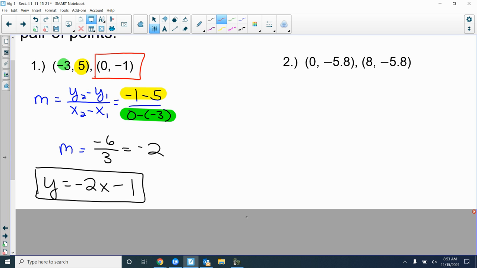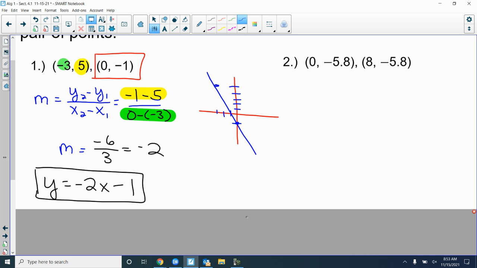Because think about this. If I were to plot this on an x and y axis, (0, -1) would be right there, and then (-3, 5). We've got that line through there. That tells me the y-intercept, only if you have a 0 in the x-coordinate. So right there, we've got to figure out the slope. We've got the y-intercept, so we're good.